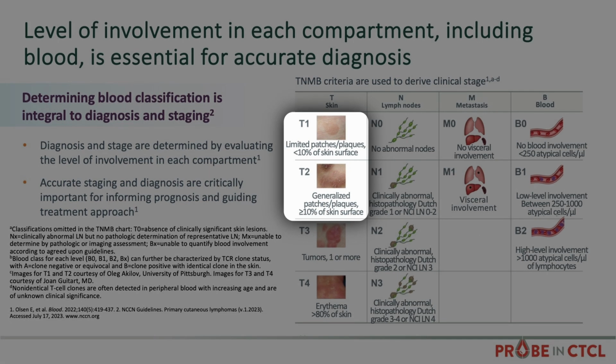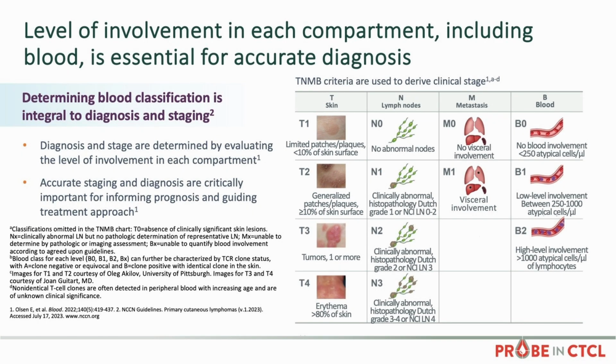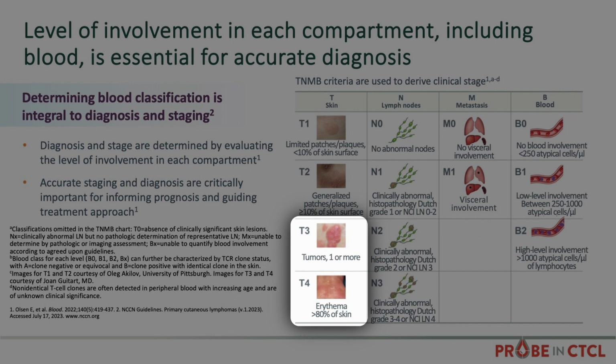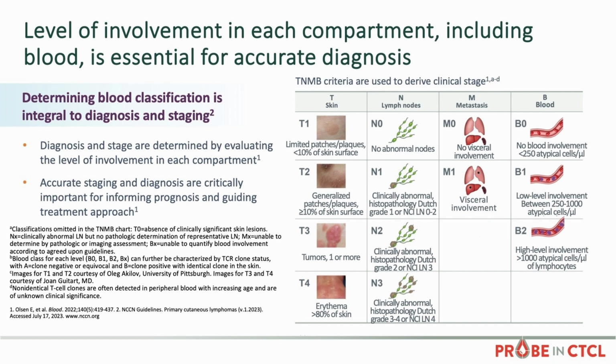So patients with T1 or T2 disease typically have skin-limited disease, often with patches, more frequently, or plaques. The limit and the threshold is the amount of the surface of the body that is involved. T1 is less than 10%, T2 is over 10%. And the brisk transition happens when the patients develop tumors, which is considered T3 disease, and then, of course, erythroderma, which is considered T4. But remember that the staging is really critical at all levels of cutaneous manifestations of the disease.